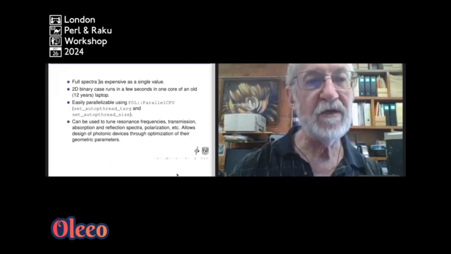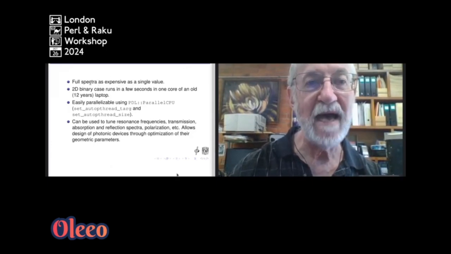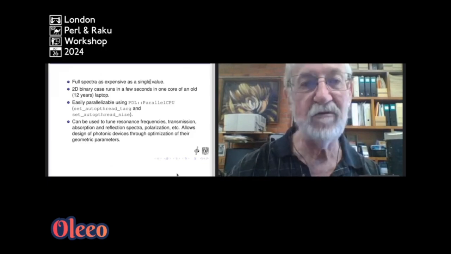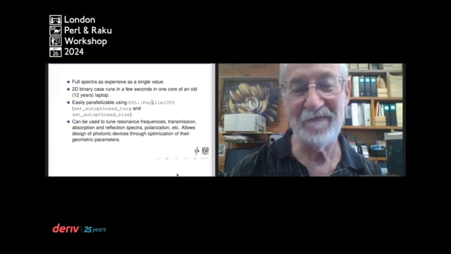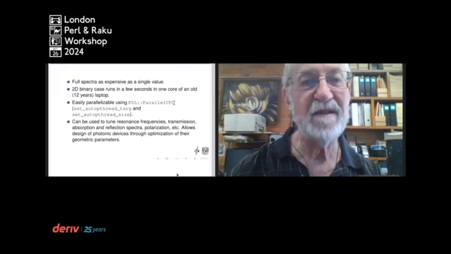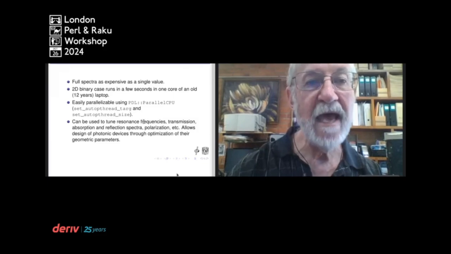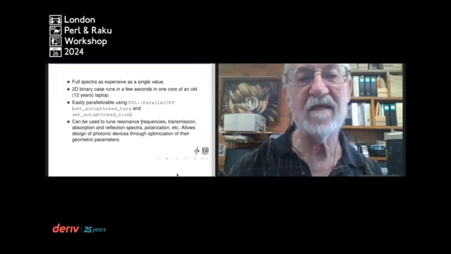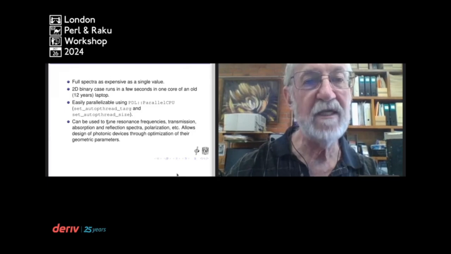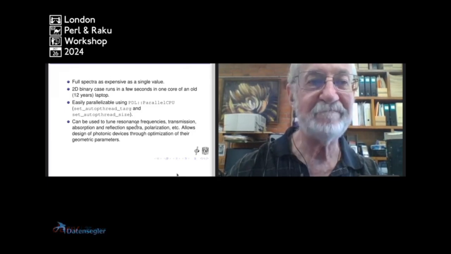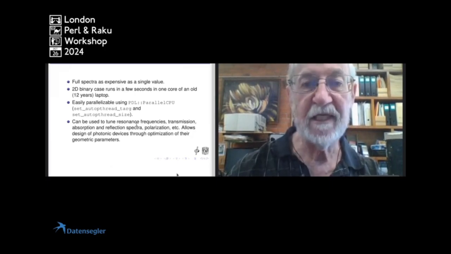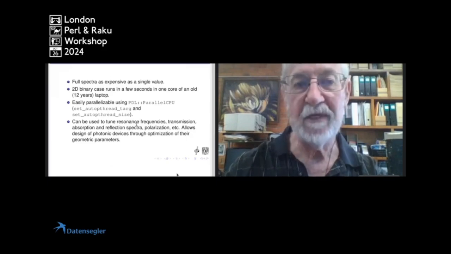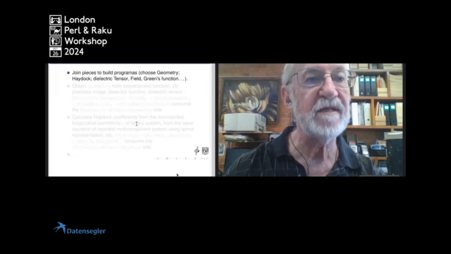What I just showed you made you realize that the full spectra are as expensive as calculating a single value. Furthermore, this can be parallelized using this feature that's available in the Perl Data Language, and the system is quite fast, so one can tune resonances, absorption, reflection, polarization, etc., by modifying the geometrical parameters and calculating over again, since the calculations are not very expensive.